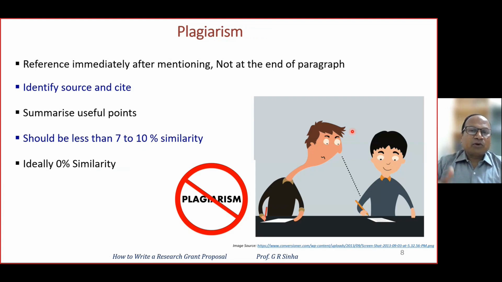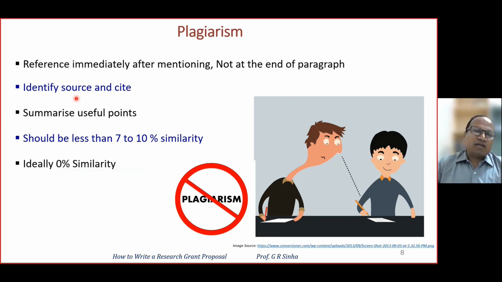Plagiarism, this component may come at the end, but remember, this is a very important component. I can tell you, if you articulate yourself, if you write yourself, plagiarism would be 0. Similarity would never be more than 0 if you write yourself. So even if you are referring to something, reference immediately after mentioning, not at the end of the paragraph. Even in literature review, if you are citing something, give the particular citation at that most appropriate place only.